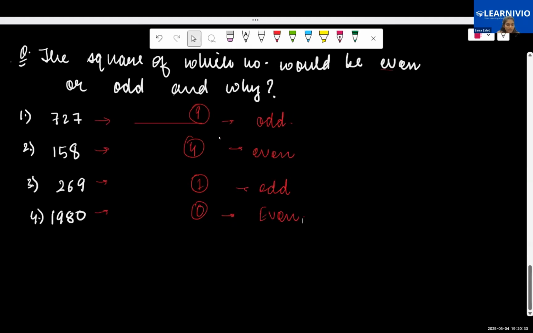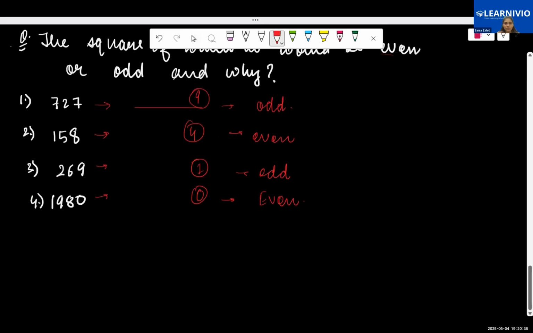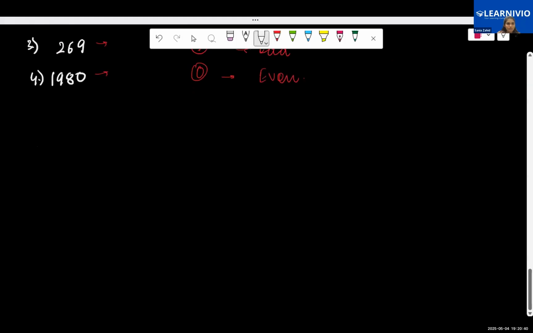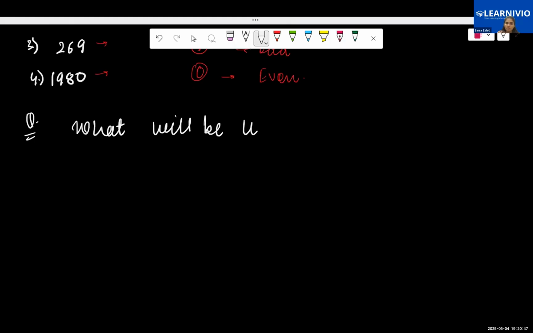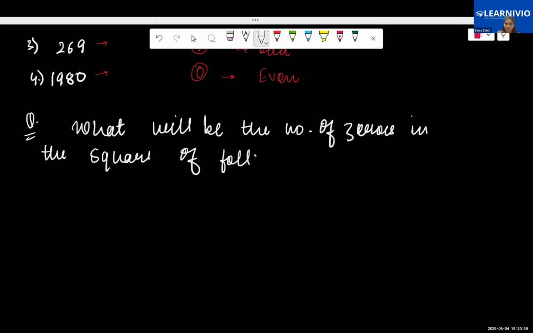Now we come to one last thing. Okay, one more question you can know for this type. What will be the number of zeros in the square of following? The first one is 60 and second one is 400. Now children, look very carefully.